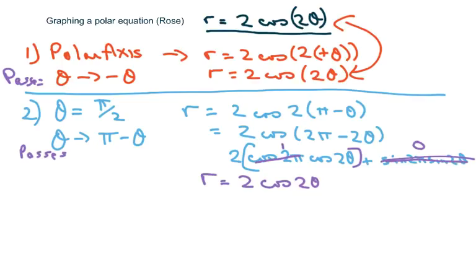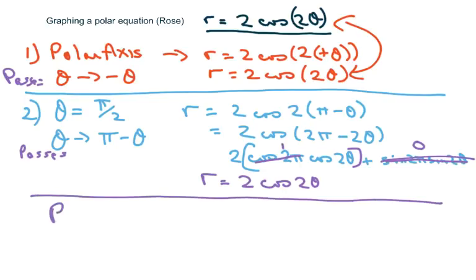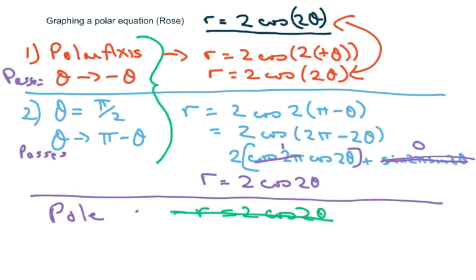And now we want to see if it's symmetric to the origin or the pole. It's going to say it's not, but basically, when you put negative r in, like we do with the pole, you get negative r equals 2 cos of 2 theta, which does not equal our original. But if it's symmetric to both the polar axis and the line, so basically the x-axis and the y-axis, then yes, it is symmetric to the pole.